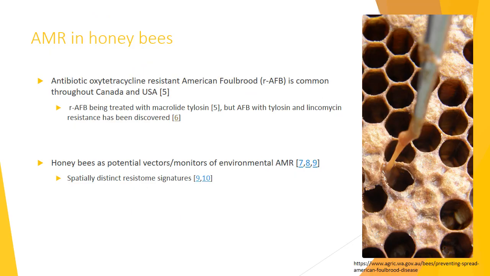An example of the importance of antimicrobial resistance in honeybees is the pathogenic bacteria Paenibacillus larvae, which causes the widespread and fatal disease American foul brood, or AFB, infecting larvae and reducing them to ropey slime, as seen in this image. In Canada and the USA, AFB has been treated with the antibiotic oxytetracycline for years, and since then, AFB with resistance to oxytetracycline has become common. Resistant AFB has subsequently been treated with the macrolide tylosin, but recently tylosin-resistant strains of AFB have also been discovered.